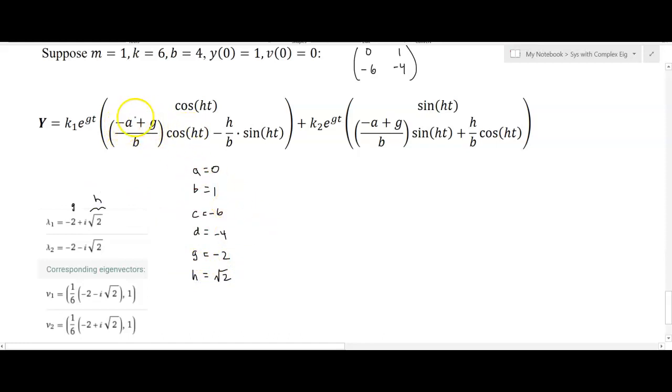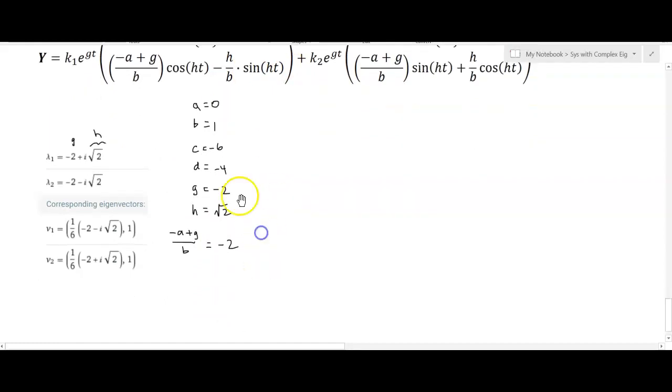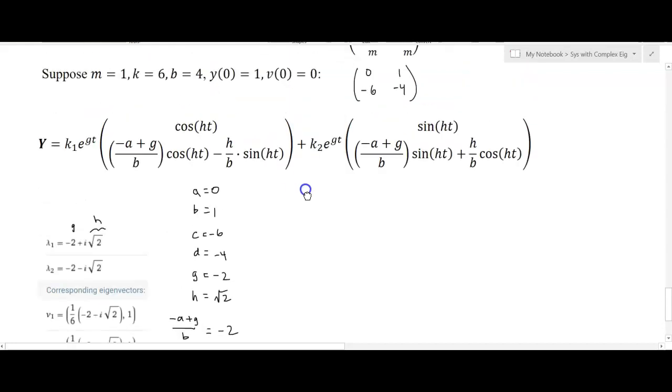And then, of course, what we want to compute, so that we can plug everything in in one fell swoop, is negative A plus G over B. So that's going to be 0 plus negative 2 is negative 2 over 1 is negative 2. And then finally we can do negative H over B, which is going to be negative square root 2 over 1. So H over B is just going to equal square root of 2. Okay, well that's all we need in order to build the solution, so let's go ahead and build this.